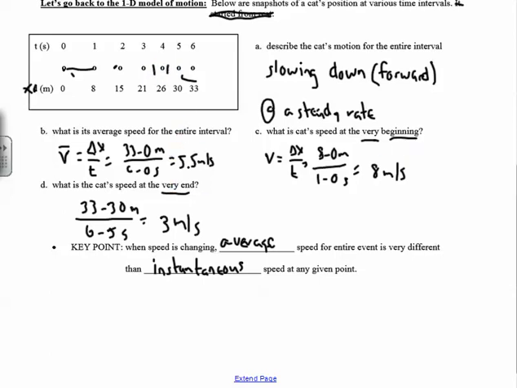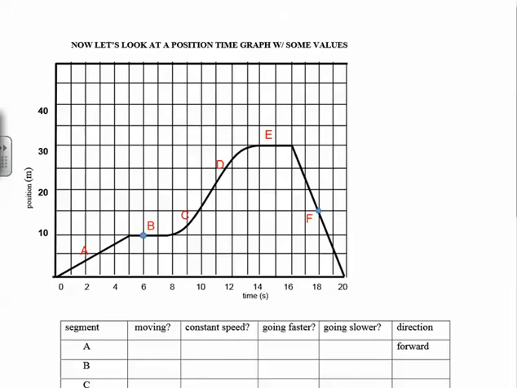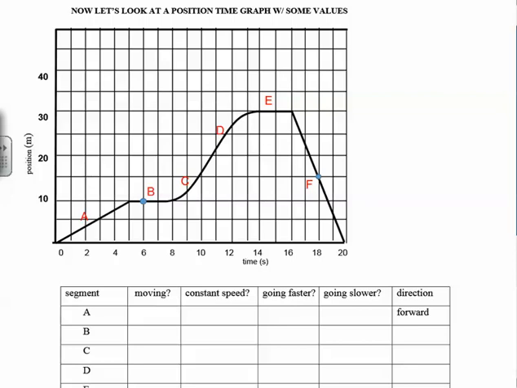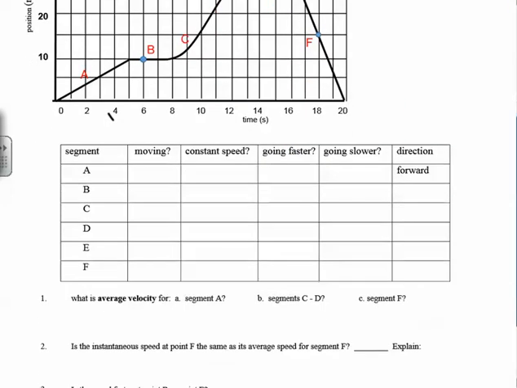Alright, so that's really it for the introduction. So what I'd like you to do is we have a practice page. I'd like you to try this on your own. We have a position-time graph. I want you to fill out the chart, put a yes or no for moving, constant speed, and put a check for faster or slower. We didn't formally talk about going faster or slower, but I think you can figure that out. Remember, you're looking at the steepness of the slope, and if the steepness is changing, you can infer whether it's getting less or greater and determine if it's going faster or slower. And then do direction. And then there are a few questions below to answer.